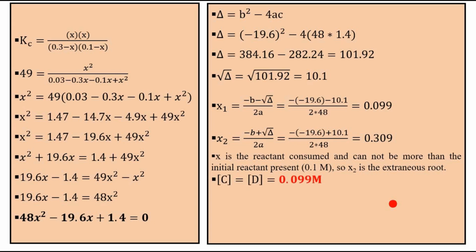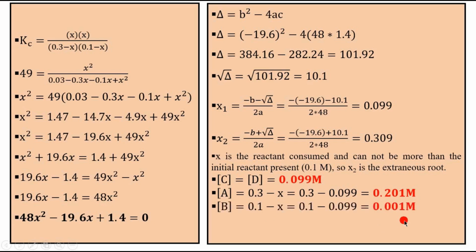That means C is equal to D, equal to 0.099 molar. That is the concentration of C and D. Now, what will be the concentration of A? The concentration of A is equal to 0.3 minus x, that means 0.3 minus 0.099. What will be the concentration of B? It is the same. We take 0.1 minus x, which is equal to 0.1 minus 0.099. Then you will get 0.0001 molar.